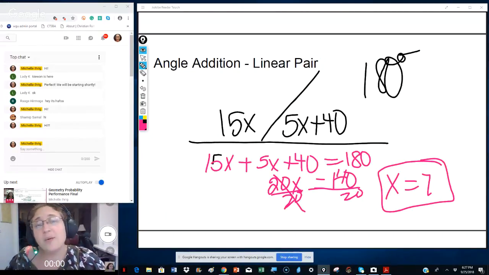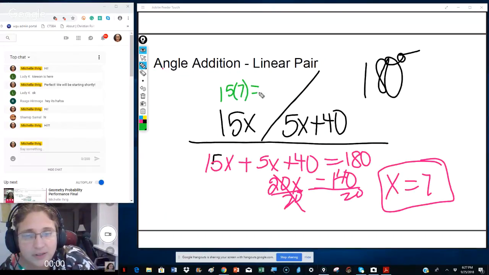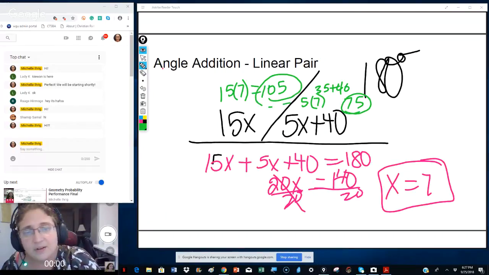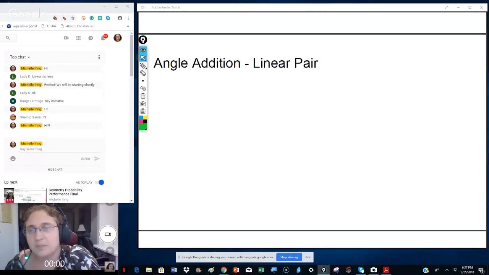Now, here's the key. Just because we know x equals 7, we don't know the angle. So you have to pay attention to what it wants. Did it want x or did it want the angles? So let's pretend it wanted the angles. You don't have to do anything fancy. Just do it like this. Put it in the calculator. Move on with your life. 15 times 7 is 105. Here we've got 5 times 7, which is 35, plus 10 is 45... that is, the angle is 45. When we add 105 and 75, we get 180. So linear pairs, make sure you add the pieces together.